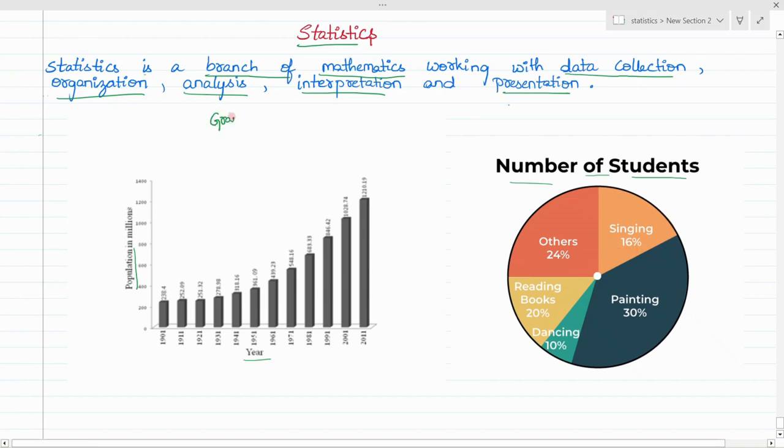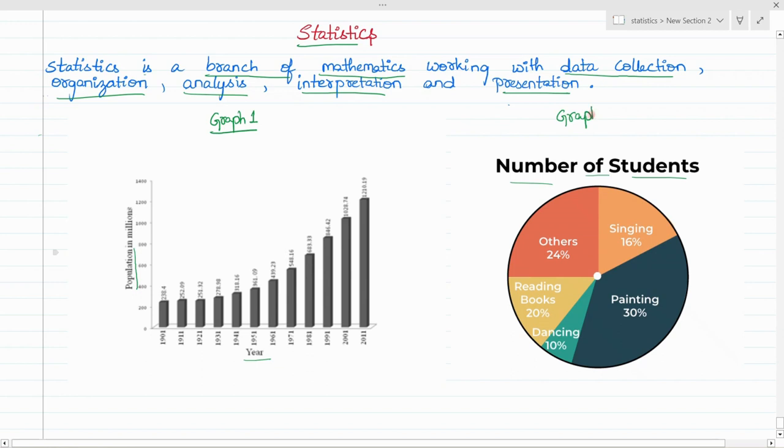So in graph 1, we can see population versus year. As the year passes, the population also increases. What can we interpret from this data? What analysis can we do? By seeing this graph, we can tell the population is increasing, and we can also tell the poverty line of the countries if we have the country versus population data. In this way, graphs make it easier to interpret and analyze the data.